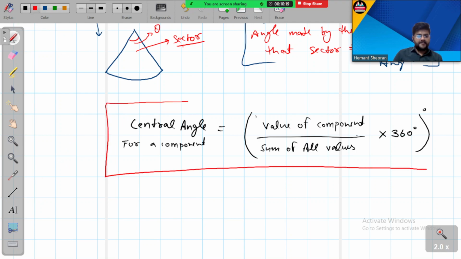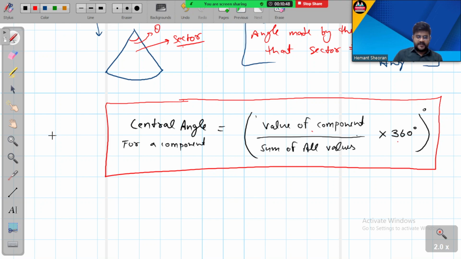You can also do 360 divided by the sum of all values and then multiply it by the value of that component. It is the same, you're just putting the 360 as the numerator and the other value as a product. Good. Okay, then do you know what the steps to construct it are?